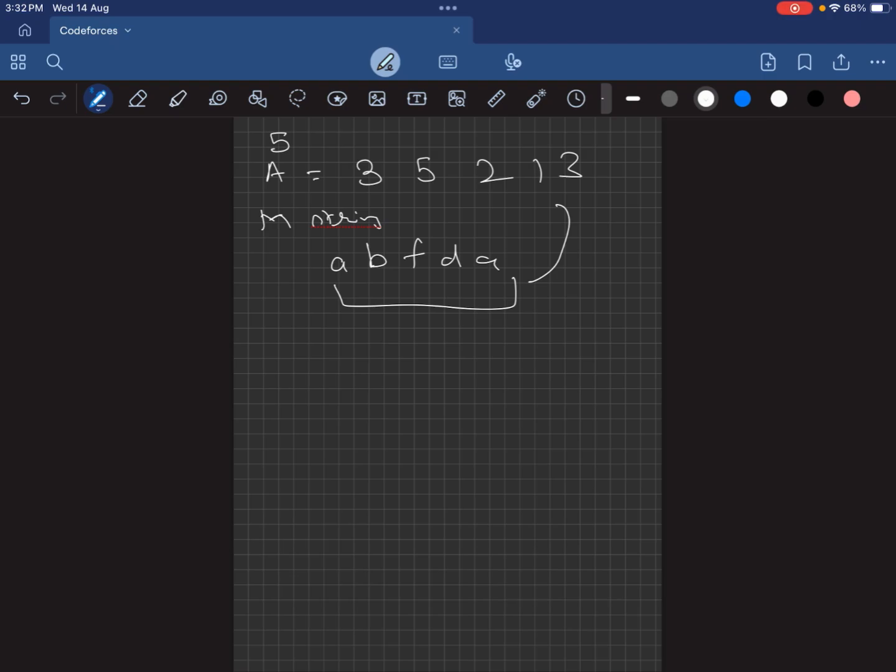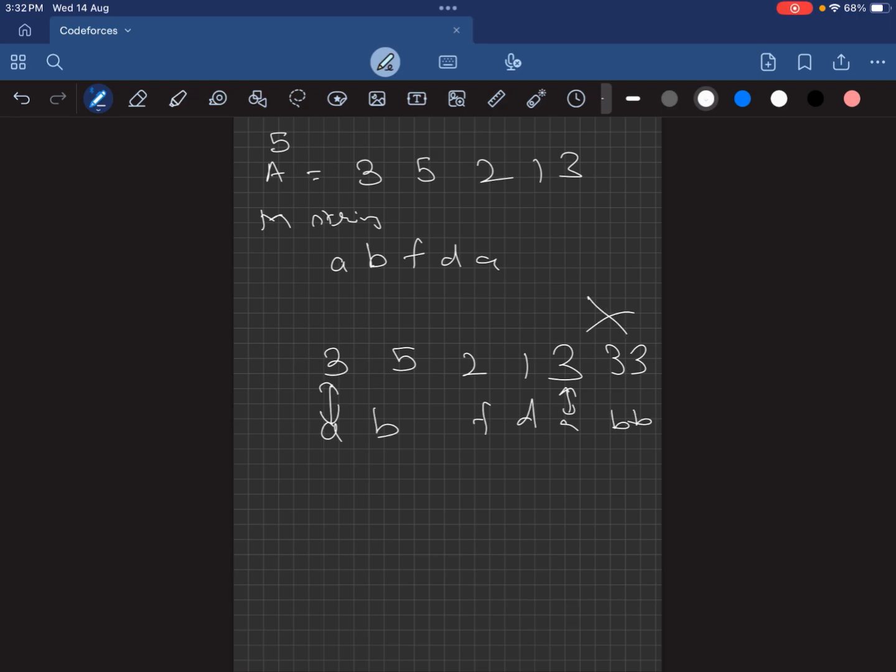The length of the string should be equal to the length of the template that we are given, and there is a one-to-one equivalence with the digits also. What I mean by that is, look at 35213 and A, B, F, D, A. Now A corresponds to 3. If A corresponds to 3, it will correspond to that throughout the string. So if my string has BB there, this is not valid.